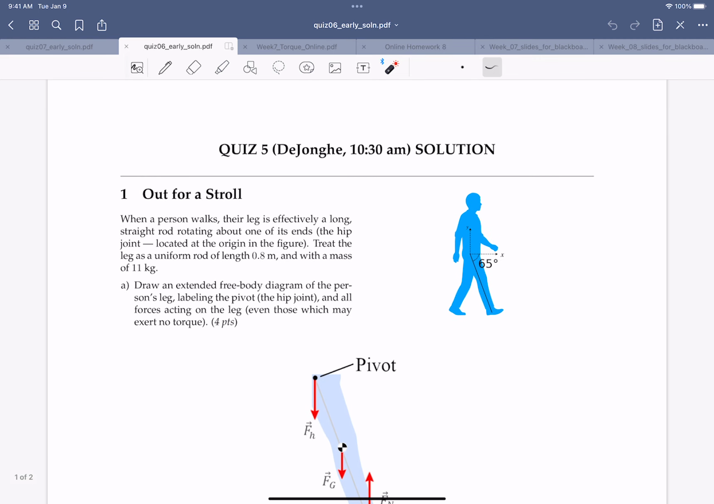For problem 1 here, it says "Out for a stroll." When a person walks, their leg is effectively a long, straight rod rotating about one of its ends, the hip joint located at the origin in the figure. Treat the leg as a uniform rod of length 0.8 meters and a mass of 11 kilograms. For part A, they say draw an extended free body diagram of the person's leg, labeling the pivot, which is the hip joint, and all forces acting on the leg, even those which may exert no torque.